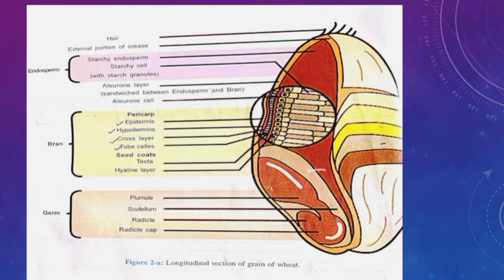Next, the germ. The germ is the growing part. It is the future generation when it is developing into a plant. The plumule develops into the shoot. The radicle develops into the root. There is a radicle cap also protecting the radicle. And scutellum. Now, what is the scutellum? You can see over here, this orange portion separating the endosperm from the germ is the scutellum.